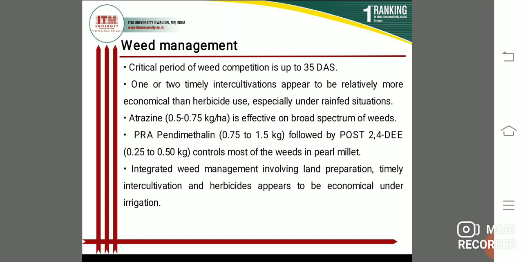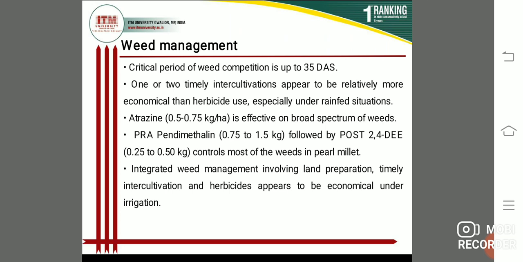Okay, and first, cultural management, cultural practices, use of herbicide. हम लोग कल्चर प्रैक्टिस भी कर सकते हैं और हर्बिसाइड भी यूज कर सकते हैं स्टूडेंट्स. ओके, so students, the critical period of weed competition is up to 35 days. And next, one or two timely intercultivations appear to be relatively more economical than herbicide use, specifically under rainfed situation.